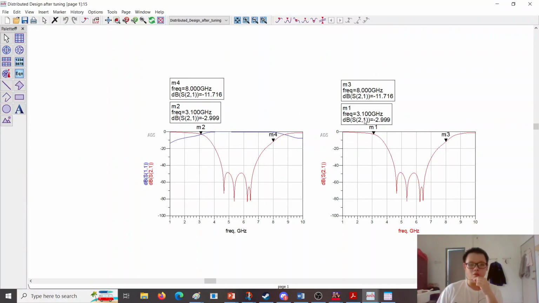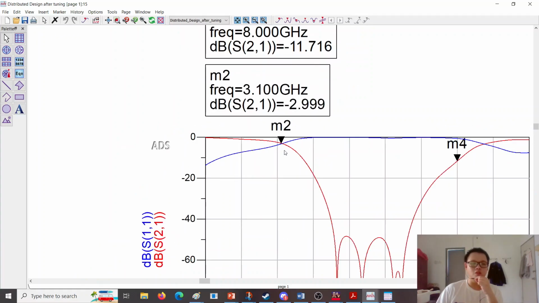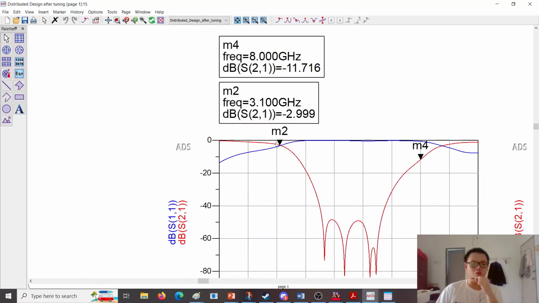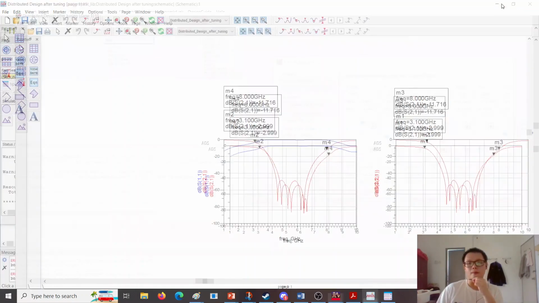The result here, you can see when it is 3.1 gigahertz, it is perfectly at negative 2.9, which is negative 3 dB, which is the cutoff. And they intersect together, the lines, so they are crossing each other. So it means it is the best line for the cutoff. And this is the result after tuning, and it is perfectly at negative 3 dB.